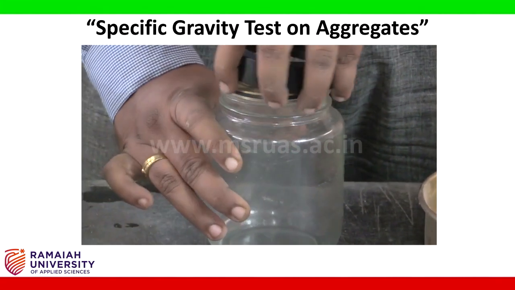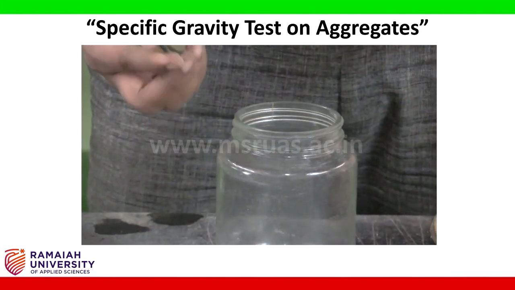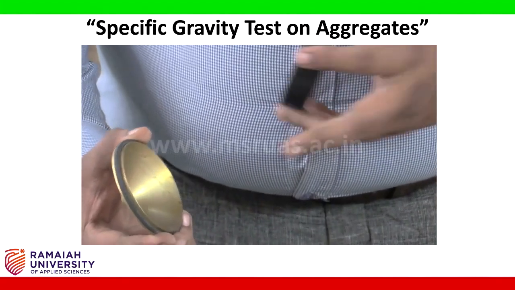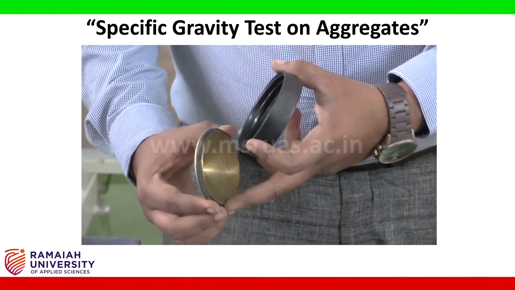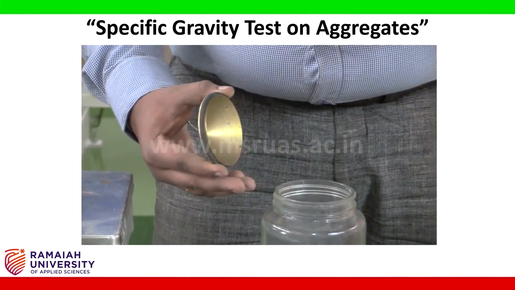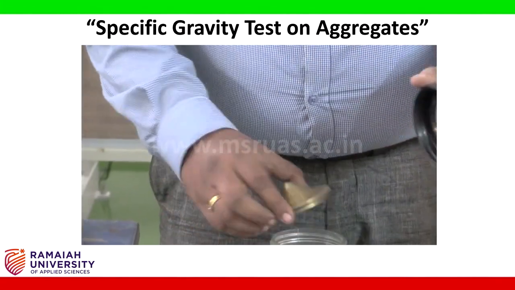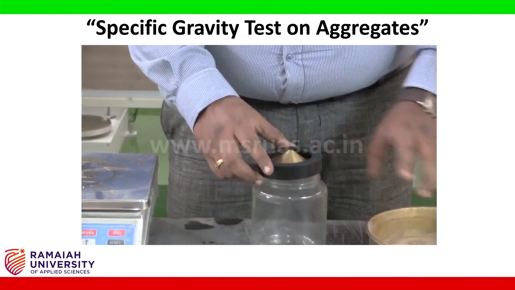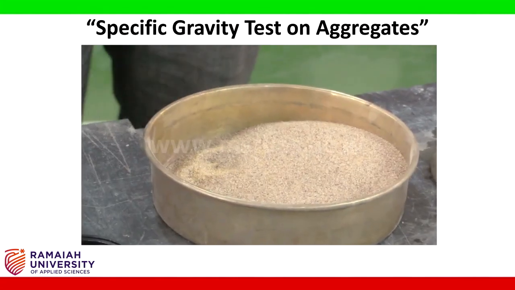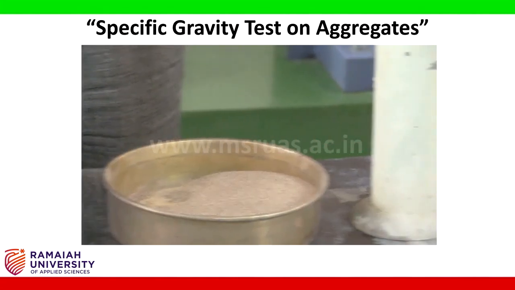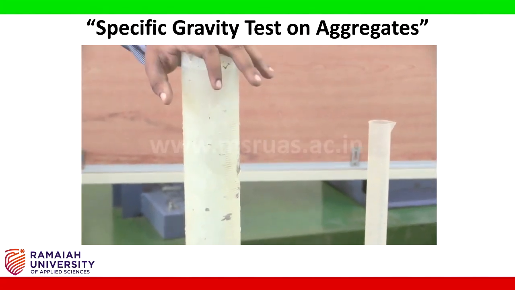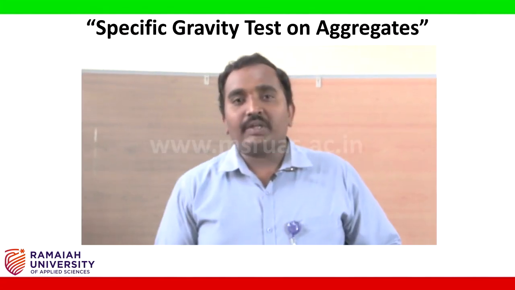This pycnometer has 3 parts. One is a brass conical shape along with the rubber seal, a jar and a collar cap. The next apparatus: I have taken some quantity of sand and the water. Let's start doing the experiment.